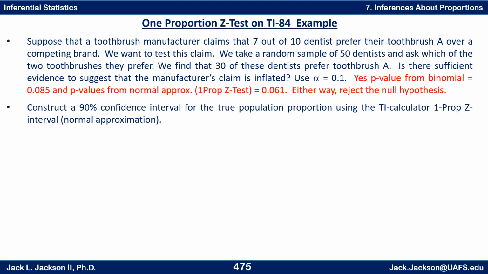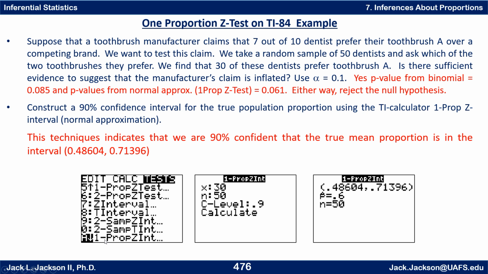So if we use that method to construct a 90% confidence interval, we can do that with the calculator. Do a 1 proportion z interval: go to Stat, Test, go down here to A. The number of successes is 30, the sample size is 50, confidence level is 0.9. Calculate, and it calculates a 90% confidence interval for the true proportion. So it's saying that we're 90% confident that the true proportion is going to be somewhere in this interval, say between 48.6% and 71.4%.